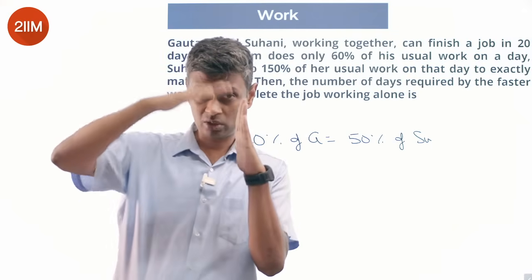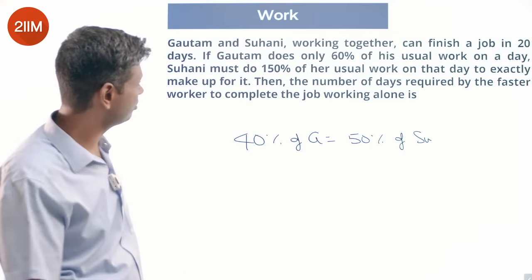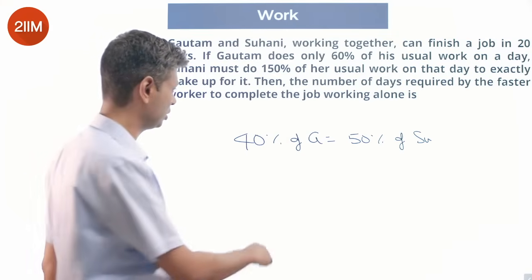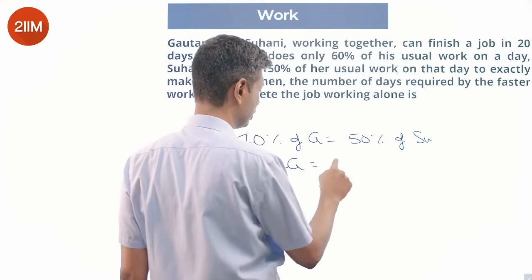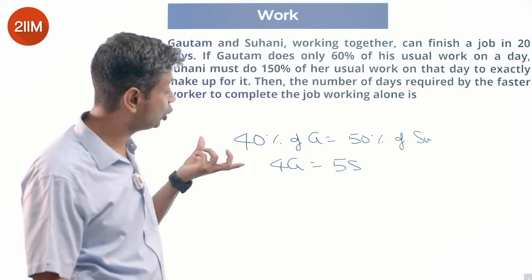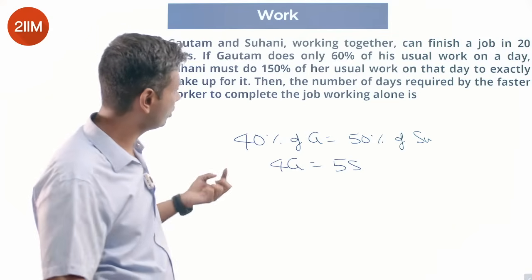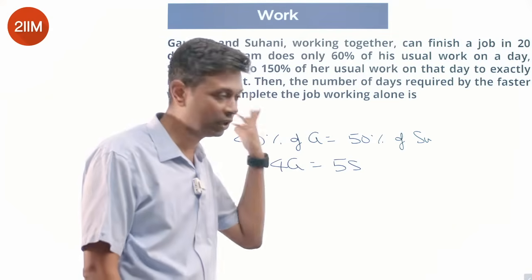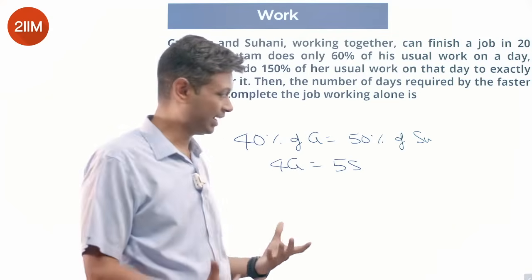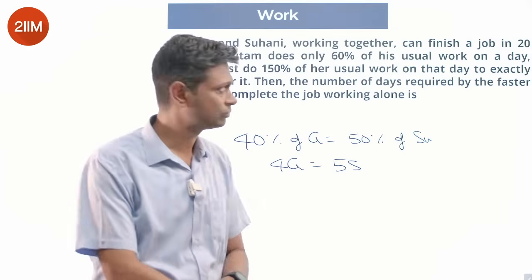The 40% that Gautam falls short is offset by 50% of Suhani, or 4g is equal to 5s. This is what Gautam can do in a day. Mind you, not the number of days Gautam takes. What Gautam can do in a day and what Suhani can do in a day. If you're comparing their efficiency, the rate at which they create output, 4g is equal to 5s. Nice.